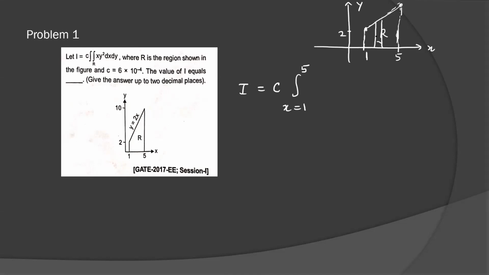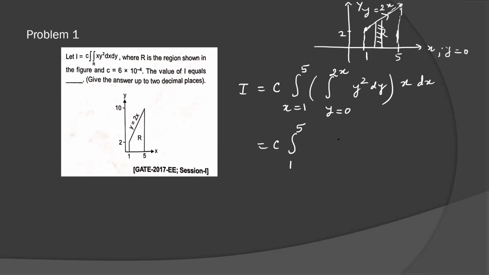For y, we have to draw the strip parallel to the y-axis. At the x-axis, y equal to 0, and at this line, which is the line y equal to 2x, the value of y is 2x. This is the upper limit of y. So the integral is c times the integral from 1 to 5 of y square dy times x dx. If we integrate it, we will get y cube by 3, from 0 to 2x, into x dx.